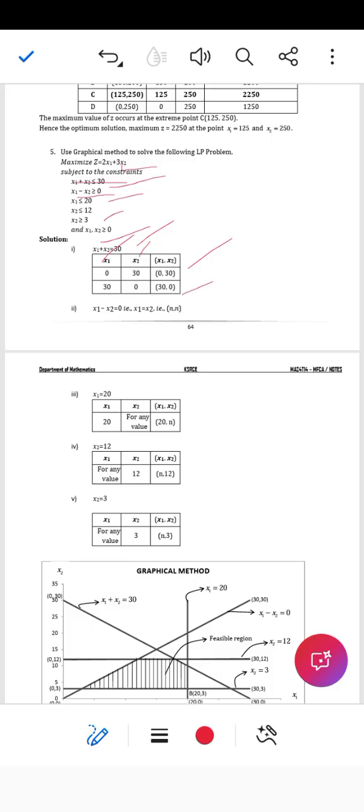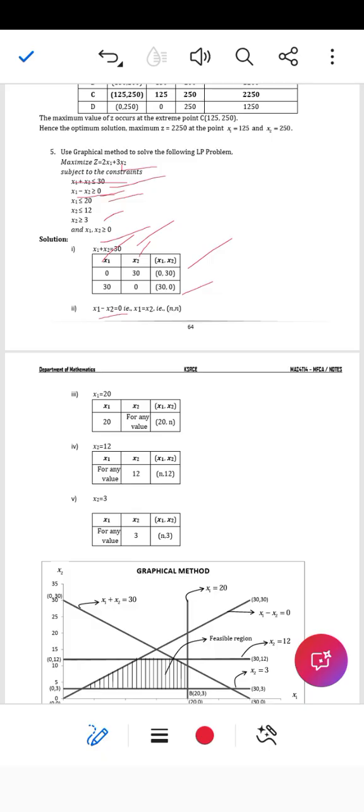In this line x1 plus x2 equal to 30, put x1 equal to 0, we get x2 equal to 30. So the point is 0 comma 30. In a similar manner we find another point, 30 comma 0. Simply put x1 equal to 0 to find x2, and x2 equal to 0 to find x1. In a similar manner we have to find points of the other equations one by one.